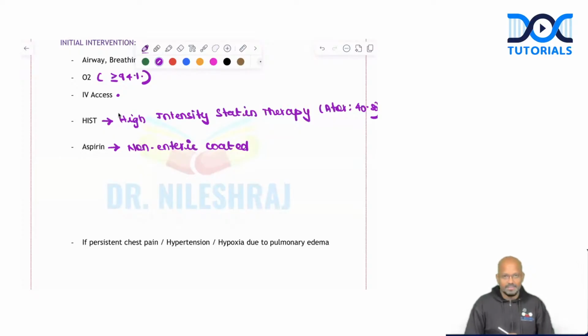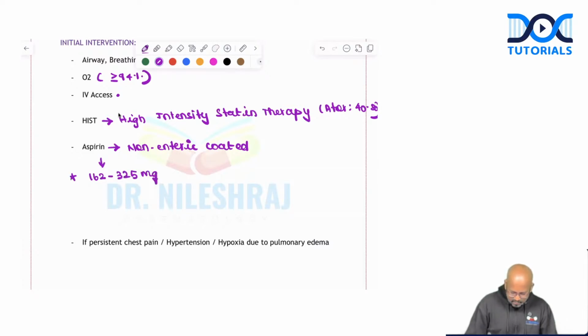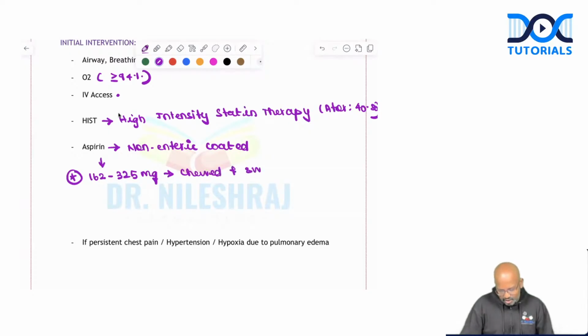Non-enteric coated aspirin. So what's the dose which we give? Based on the recent guidelines, guys, 162 to 325 milligrams. Because if it is enteric coated, it has to be chewed and swallowed. Even if it is not, it is always advisable to chew the tablet and swallow it to see some rapid response in the patient.